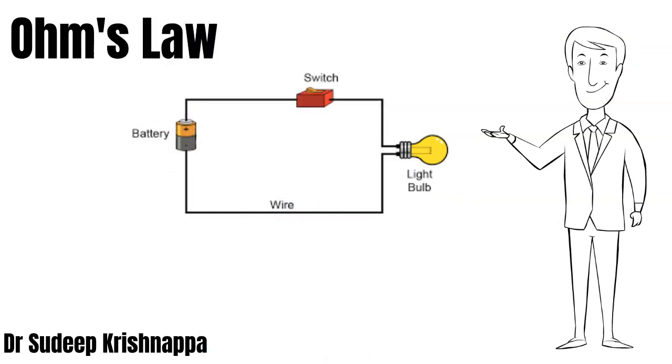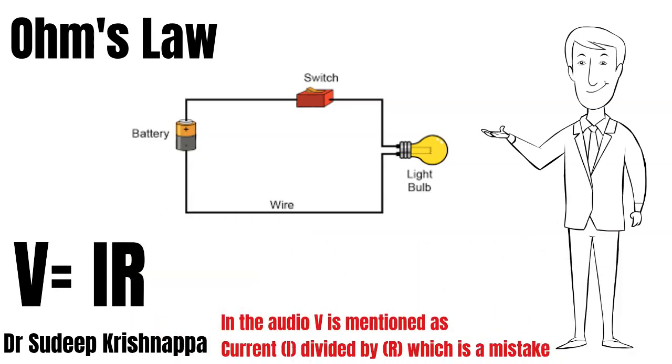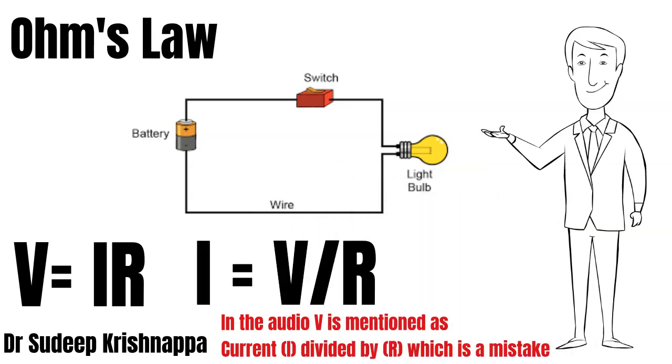Now, the relationship between these variables of potential difference, current flow, and resistance is captured by Ohm's law, which states that V is equal to IR, that is, the potential difference is equal to flow of current multiplied by the resistance. Rearranging this equation so as to get the flow of current, or solving for I, we get the equation as I is equal to V by R. That is, the flow of current I is equal to the potential difference V divided by resistance R.